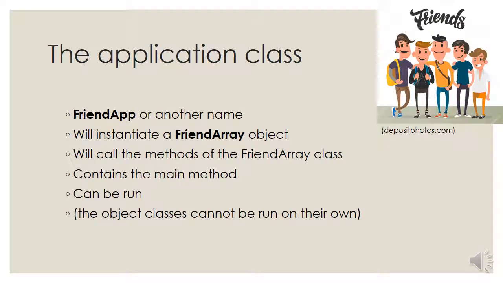The application class will typically be called FriendApp or another name. In it, we will instantiate a friendArray object, and then we can call the methods that we've put in the friendArray class. The FriendApp class contains the main method. It can be run, whereas the object classes cannot be run on their own.